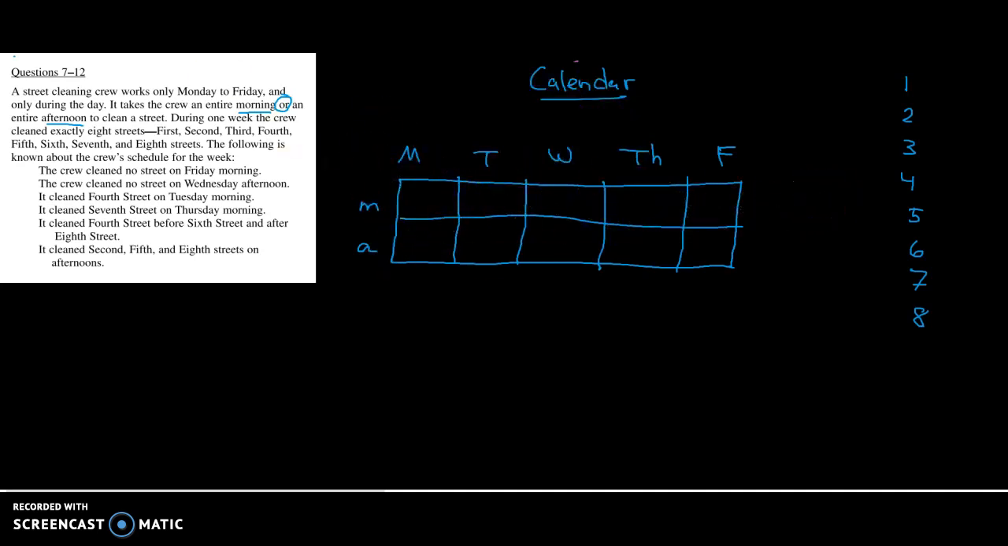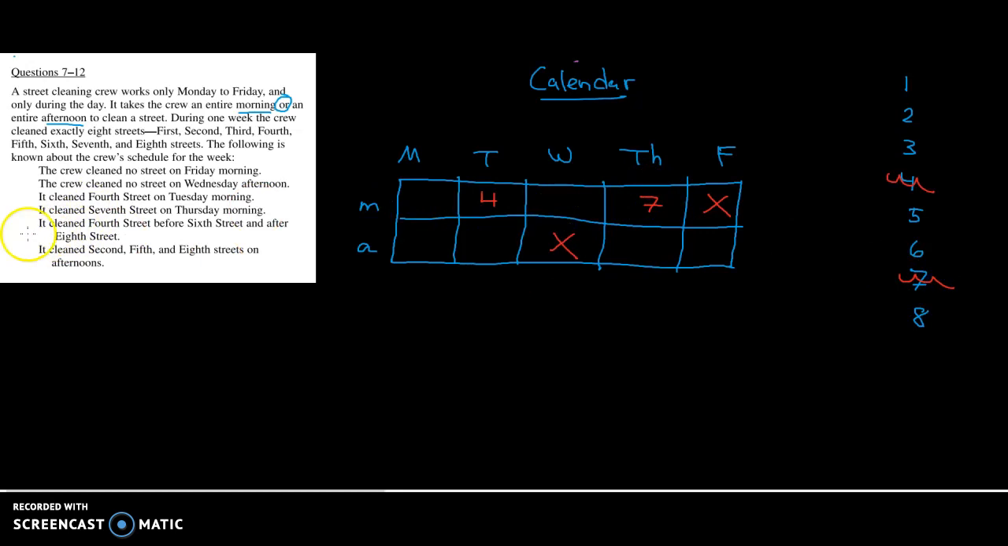Let's now see what rules we have and what we can fill in. It says the crew cleaned no street on Friday morning. So I'm going to put a big X right there. We don't have anything going on Friday morning. No street on Wednesday afternoon. That's out too. We've got 4th Street on Tuesday morning, so we officially put 4th Street right there. That means I can cancel that one out. We've placed it, so we don't have to worry about that now. 7th Street on Thursday morning. So that goes there, and that's out.